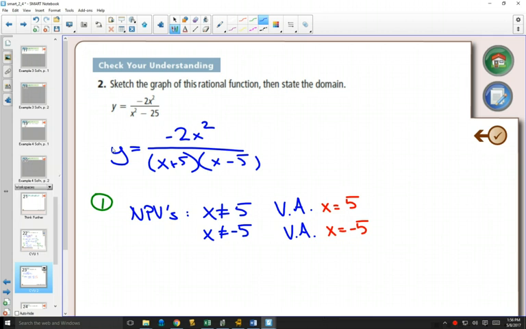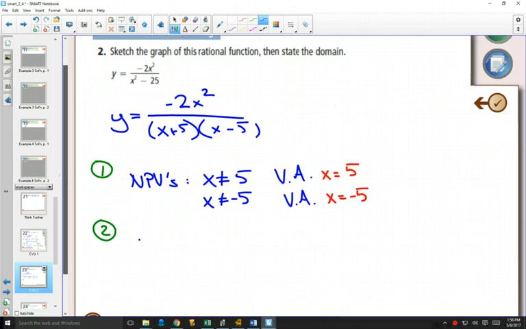Step number 1. Step number 2. Look at the highest power. The highest power in this one is an x squared. We have negative 2x squareds in our numerator. We have 1x squared in our denominator. This simplifies to negative 2, so we will have a horizontal asymptote at y equals negative 2.